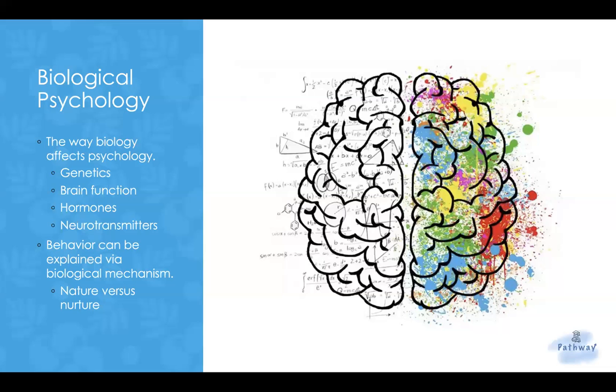So with biological psychology, physiological psychologists and researchers are interested in how our biology affects our psychology. For example, they look at the role that genetics, brain function, hormones, and neurotransmitters have in our behavior. Many physiological psychologists and researchers believe that our behavior can be explained through biological mechanisms more so than psychological mechanisms.